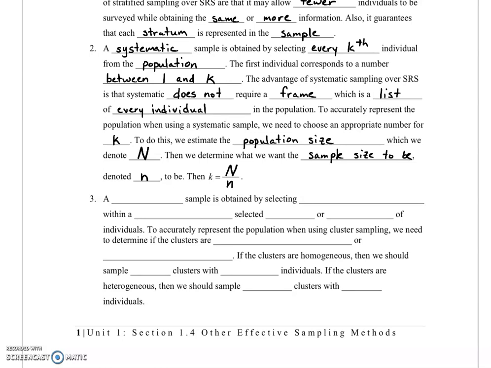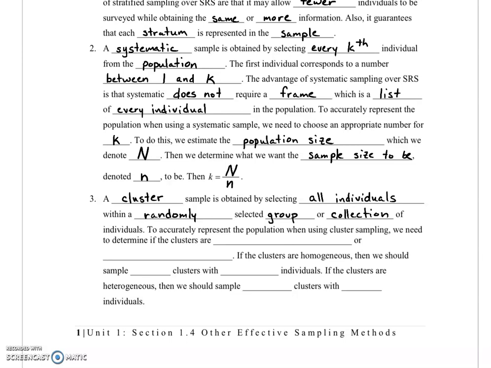So a third type of sampling is called a cluster sample. And we obtain that by selecting all individuals within a randomly selected group or collection, it could be either, of the individuals.